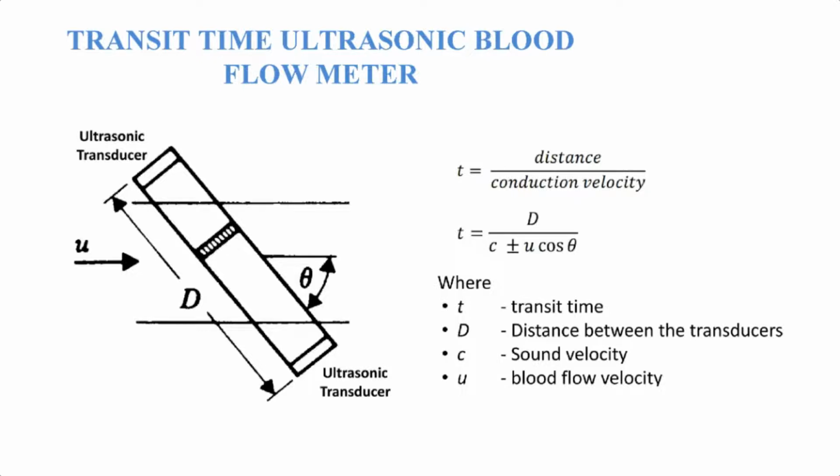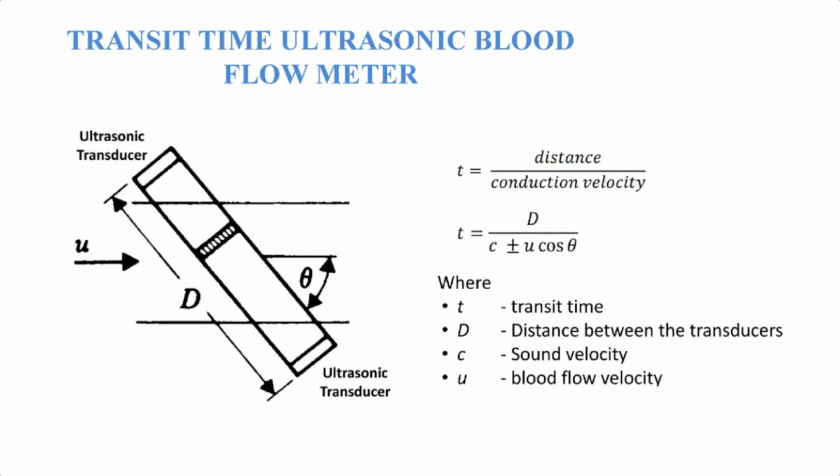the distance between the transducers. There are two transducers, one for the transmitter and the other for the receiver, and d is the distance between the two transducers, which are placed at a shallow angle of theta. So if the transit time is small, it means that the blood flows in the same direction. If the transit time is high, it means that the blood flows in the reverse direction.